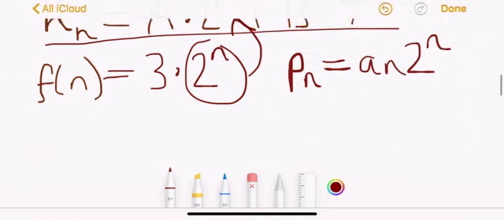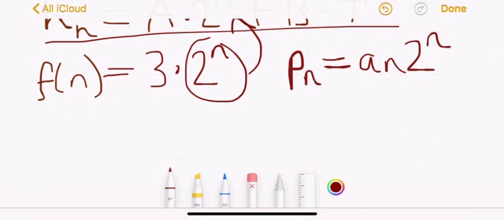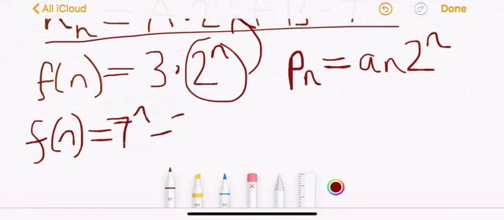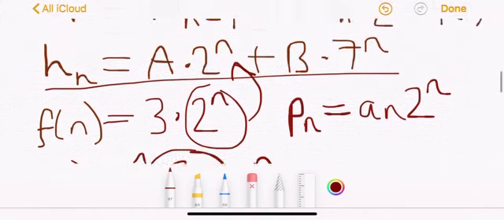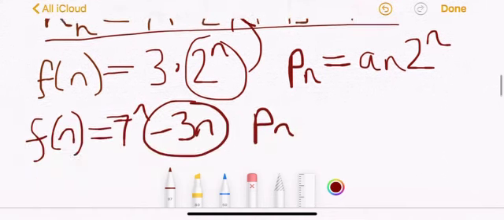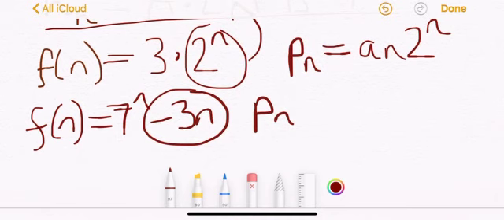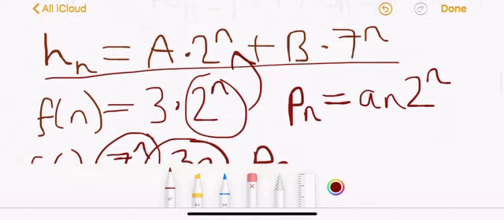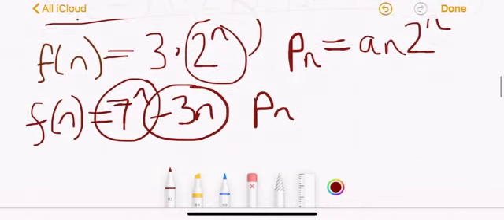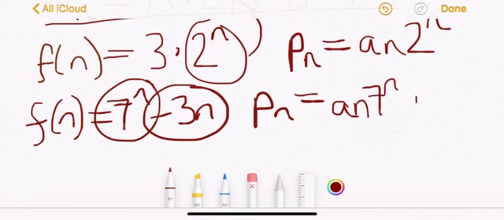Well, what other things could cause us problems? Well, a 7 to the n would do as well. So if f of n were, say, 7 to the n minus 3n, well, here, this part is not a problem because there is no polynomial term in h of n. So here, this part will follow our ordinary pattern from the table above. But this part is a problem because there is a 7 to the n in our h of n. So the particular solution we consider here is going to be a times n 7 to the n plus a linear term bn plus c.